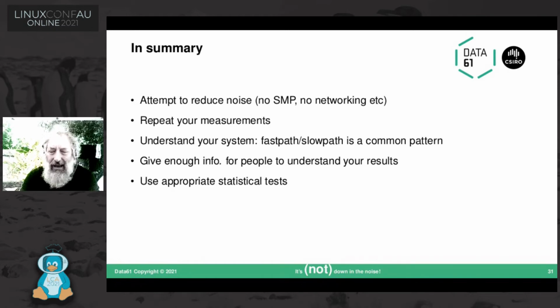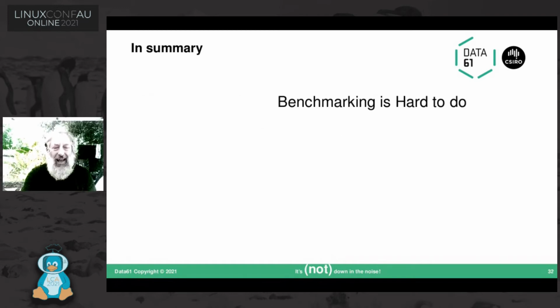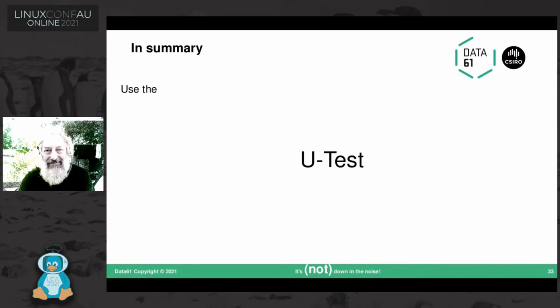The other thing is that you've got to be very careful to keep your measurements independent. So reboot between tests, because otherwise page coloring is going to get in your way. Try and drop caches if you're not going to reboot, and so on and so on. Use your appropriate statistical tests. And to leave you with something, benchmarking is hard to do anyway. Meaningful benchmarking is even harder. But now I've taught you about the U-test, use it.